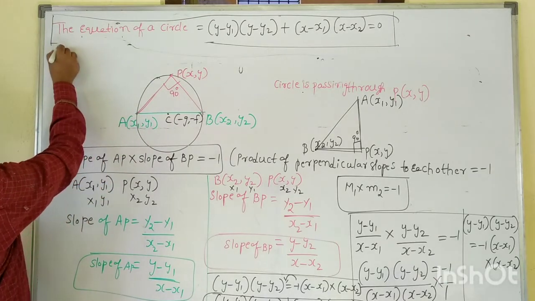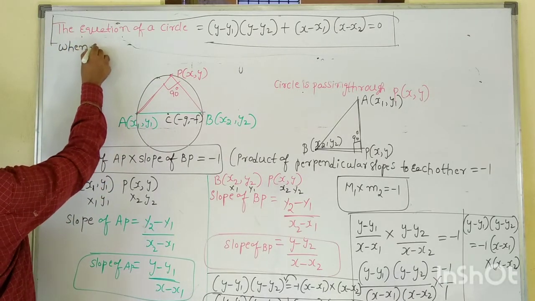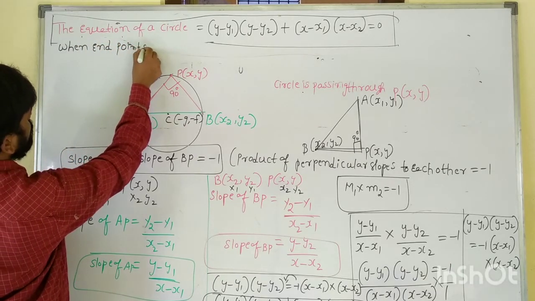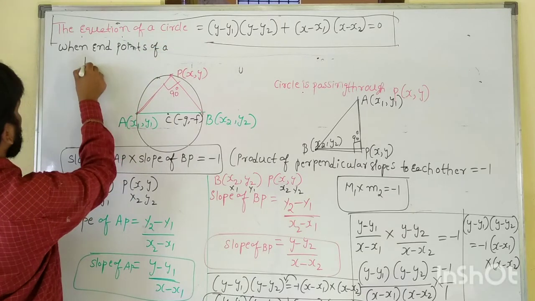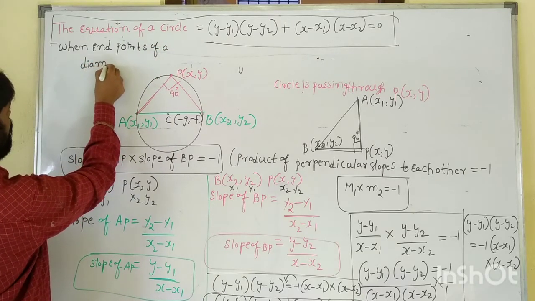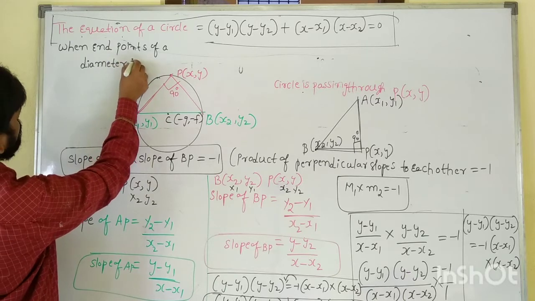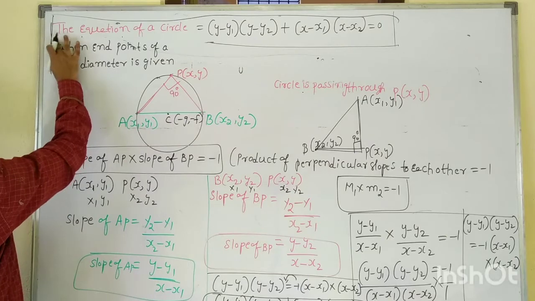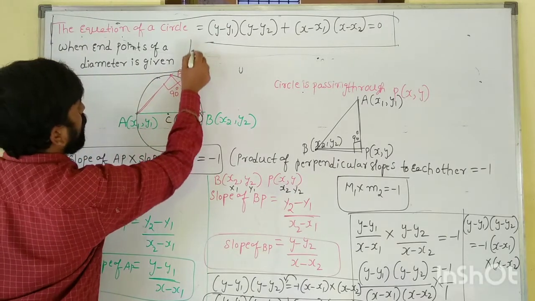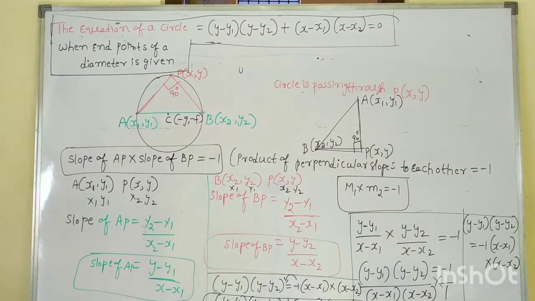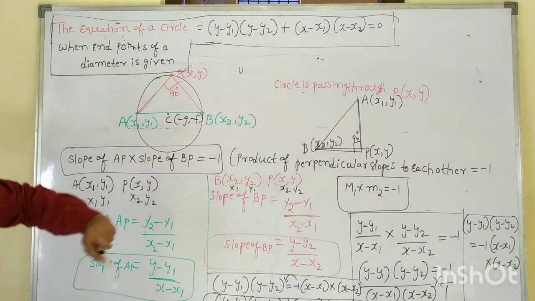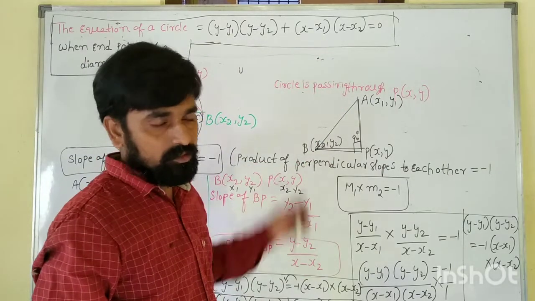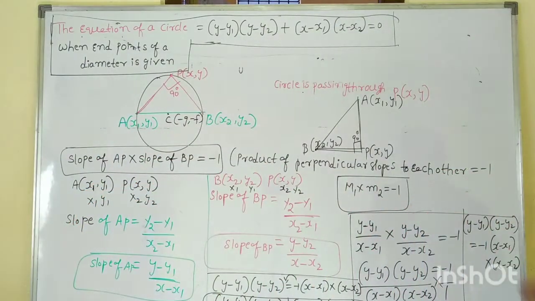When the endpoints of a diameter are given, the equation of the circle is (y minus y1) into (y minus y2) plus (x minus x1) into (x minus x2) equals 0. This is the formula. Note it down.